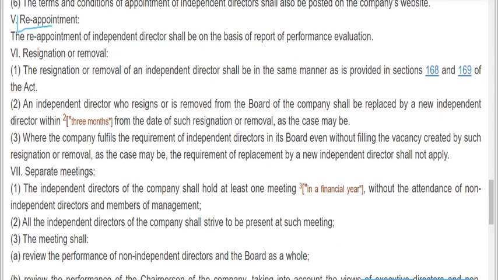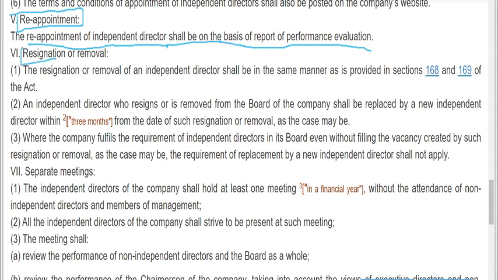Now, reappointment of independent director. The reappointment of independent director shall be on the basis of the report of performance evaluation.